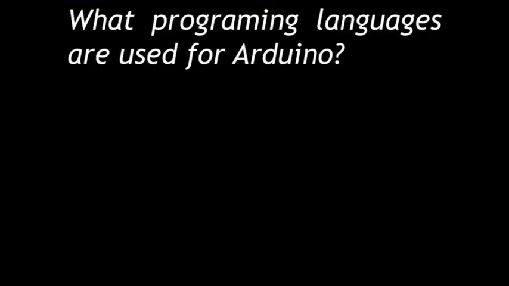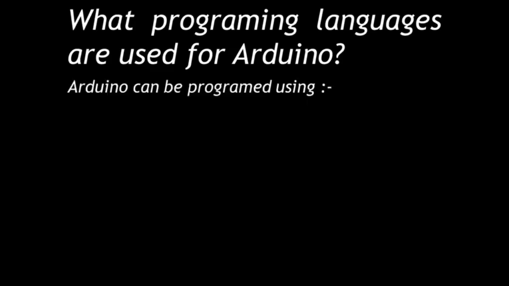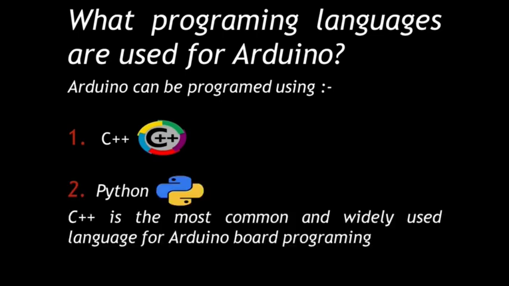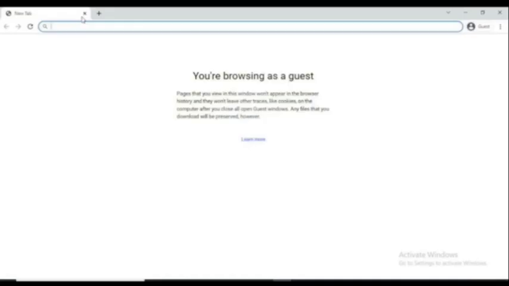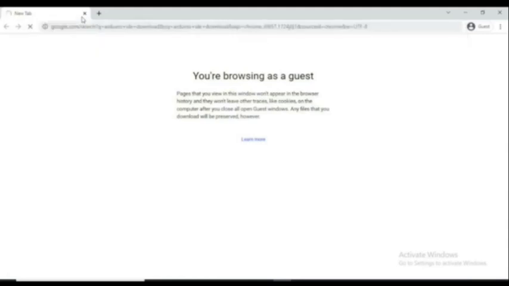Even if C++ is the most common and widely used language for Arduino board programming, Arduino can also be programmed using Python. For this tutorial series we use C++, as C++ is widely used for Arduino programming. But later on we will see how we can use the Python Firmata protocol in order to program Arduino with Python. Now let's install the Arduino IDE software.